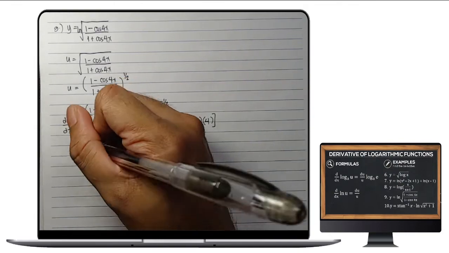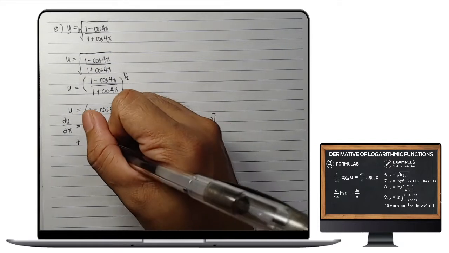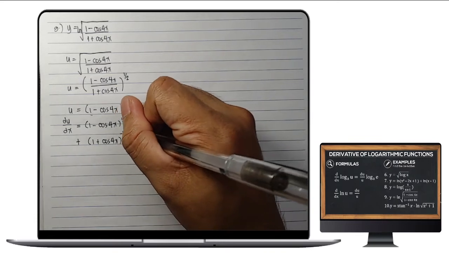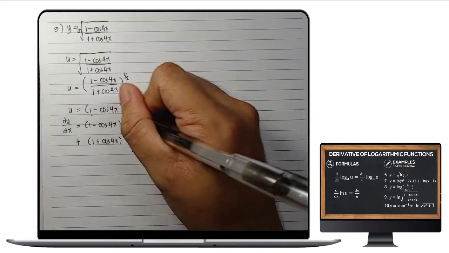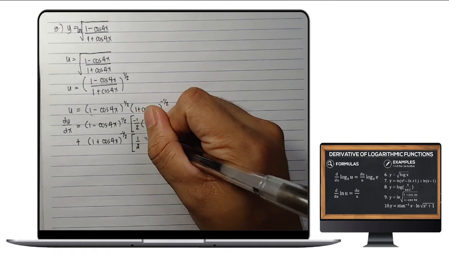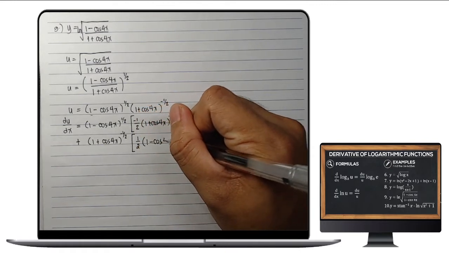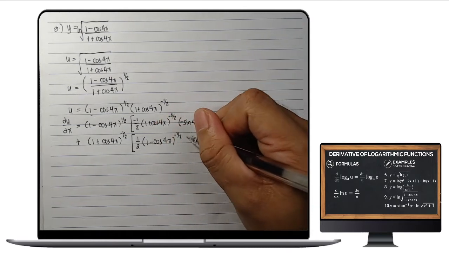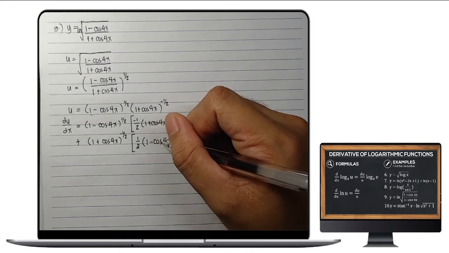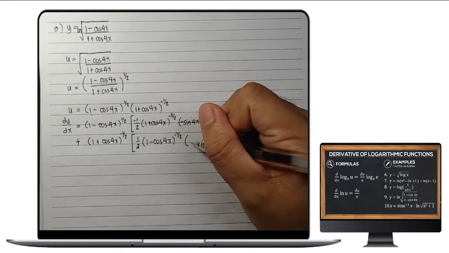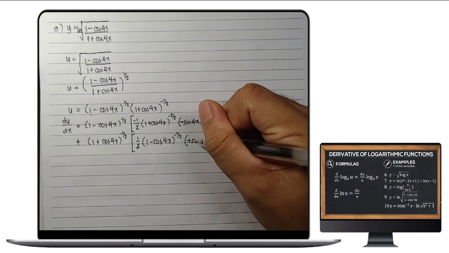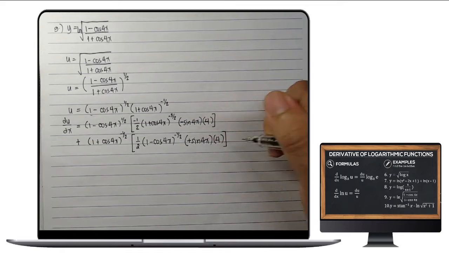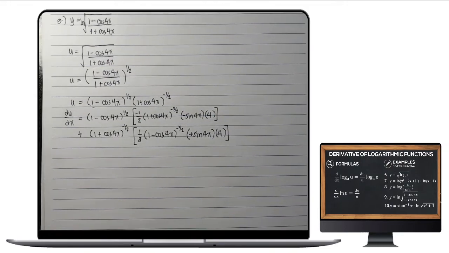So, then, plus, copy naman natin itong kabila, which is 1 plus cosine of 4x raised to negative 1 half multiplied by derivative of this, so that is positive 1 half multiplied by 1 minus cosine of 4x. 1 half minus 1 is negative 1 half multiplied by derivative ng loob, so that is negative. Derivative of cosine is negative sine. So, negative, negative, positive na. That is positive sine of 4x times derivative of 4x, which is 4. Okay? So, sisimplify lang natin siya.